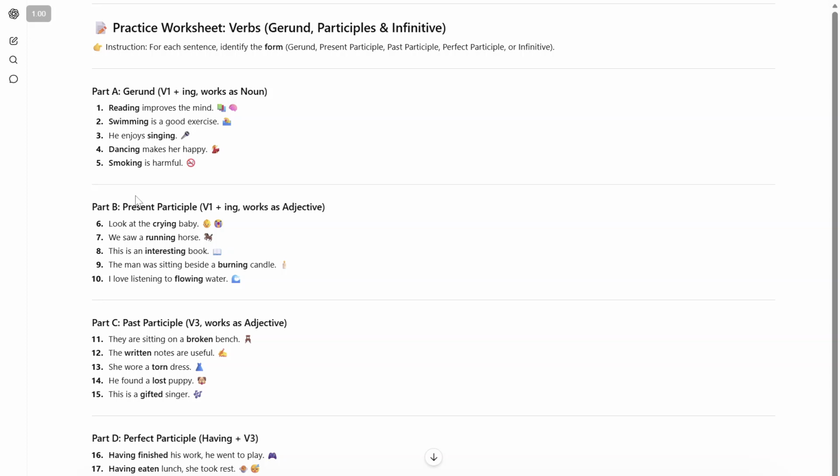Part B, present participle: V1 plus ing works as an adjective. 6. Look at the crying baby. 7. We saw a running horse. 8. This is an interesting book. 9. The man was sitting beside a burning candle. 10. I love listening to flowing water.